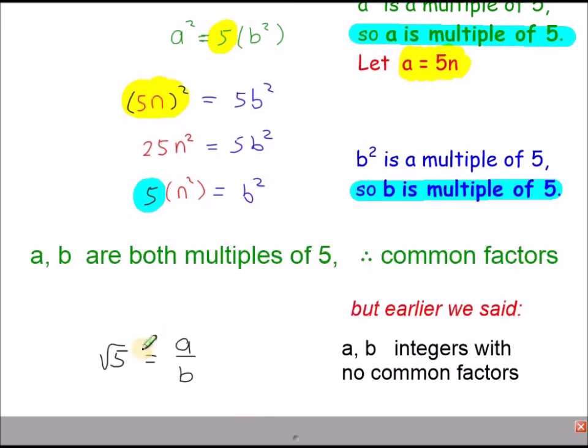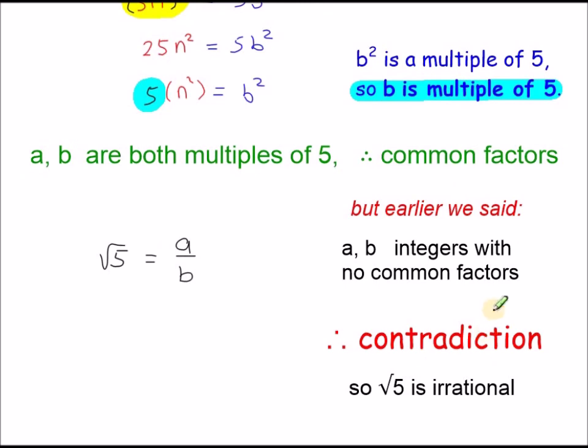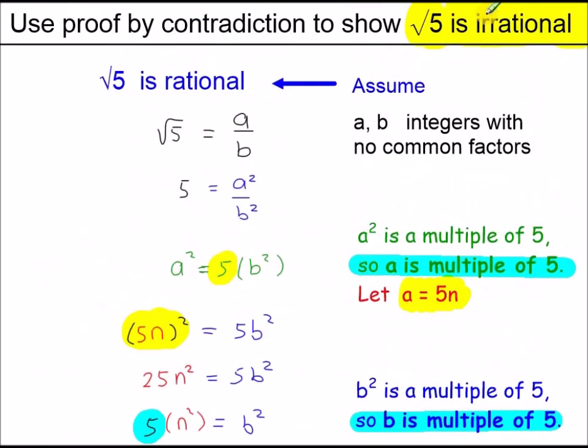We said earlier that root 5 was equal to a over b, where a and b are integers with no common factors. But we've just stated that a and b are both multiples of 5, so 5 is a common factor to both a and b. So this contradicts the earlier statement. So we have a contradiction which shows us that root 5 is irrational. So this assumption that root 5 is rational is wrong.